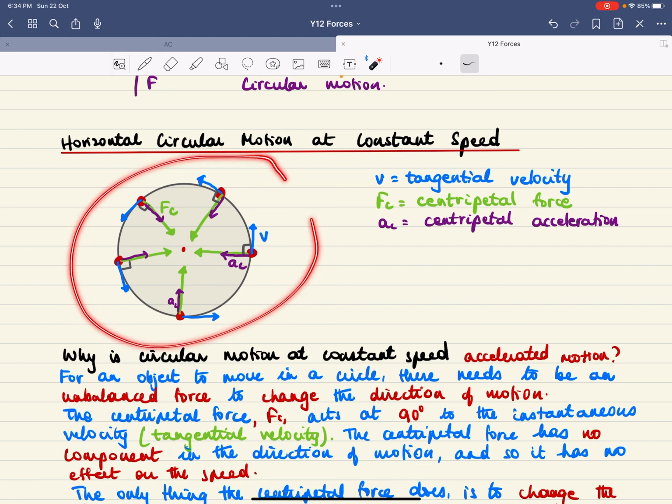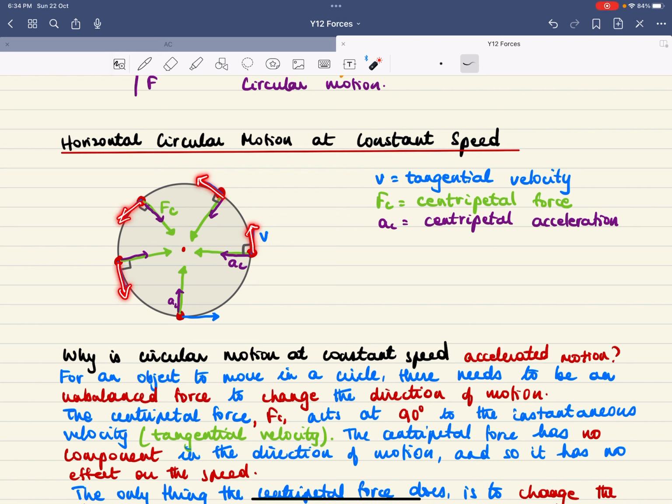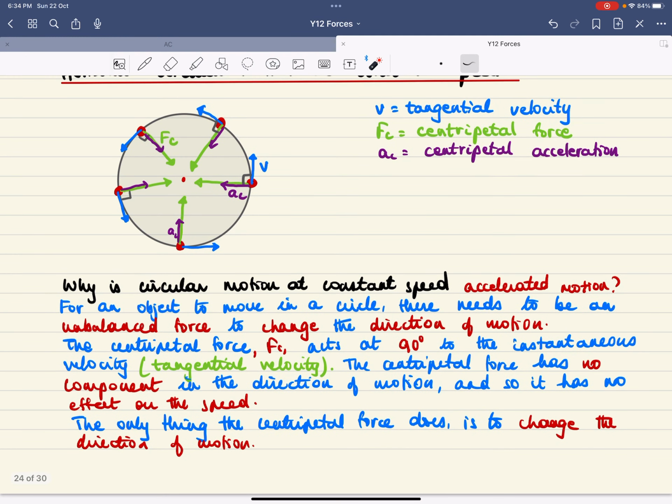What I've drawn in this diagram is just different positions of an object going in circular motion. The blue arrow is at a tangent to the circle, and that's the instantaneous velocity. You can see for circular motion, the direction of the velocity is changing the whole time. What is responsible for the change in the direction of velocity is the centripetal force, which are my green arrows.